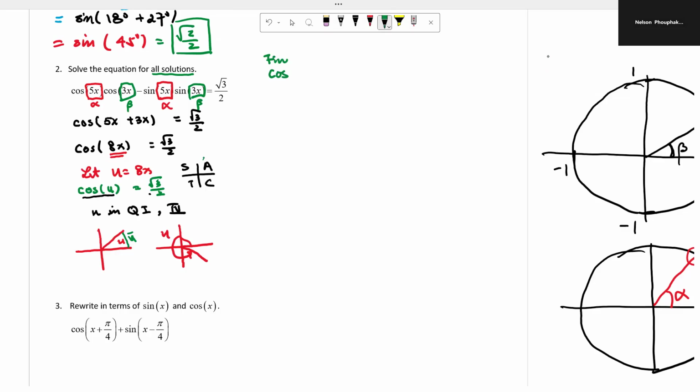So if I want to find the u bar, then I will have sine of u bar is equal to, remember we wrote with the absolute value, root 3 over 2. Then the u bar is the cosine inverse of root 3 over 2, which is equal to pi over 6.